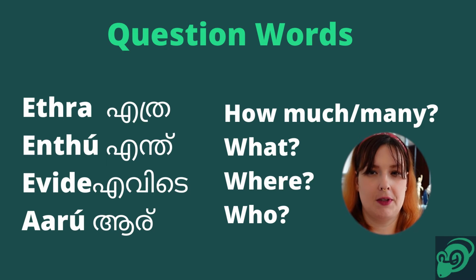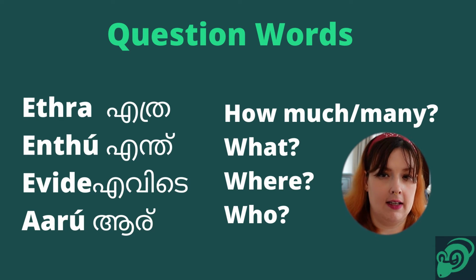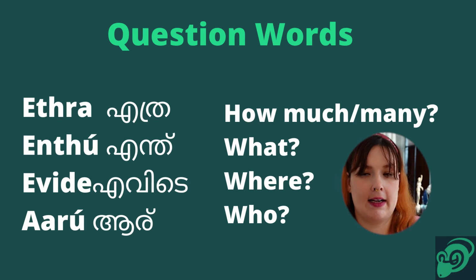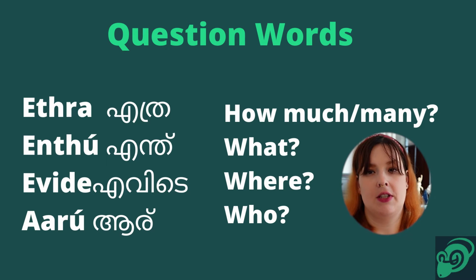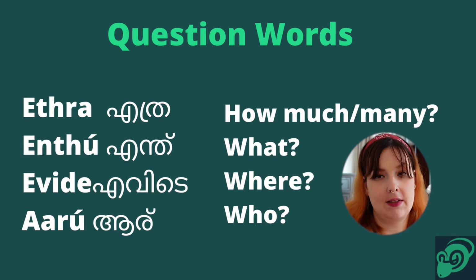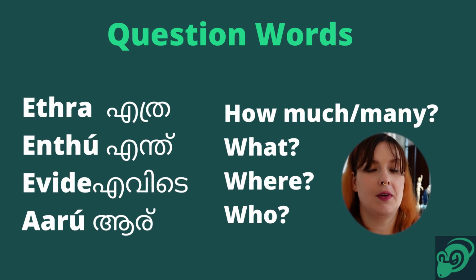Now, question words by themselves look like this, and we can combine them with aanu. So, etrayaanu, endaanu, evideyaanu, aaraanu, to say how much is it, what is it, where is it, who is it. And often in spoken Malayalam, you'll hear it even shorter as etra, inda, evideya, ara. So this is very common to hear it shortened. So here we have some question words and we'll practice using them.